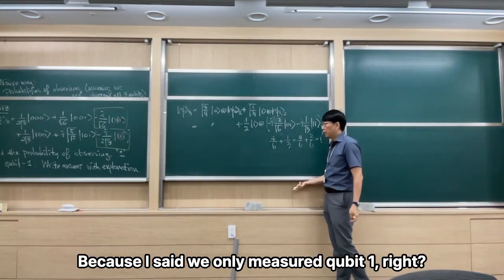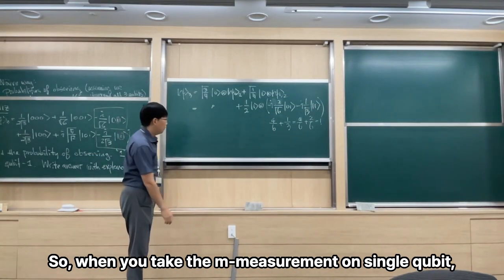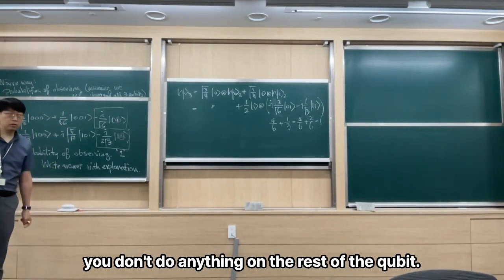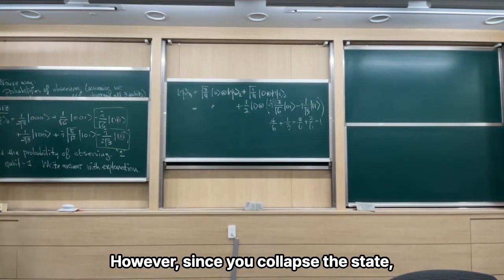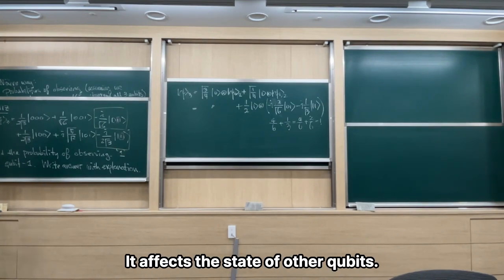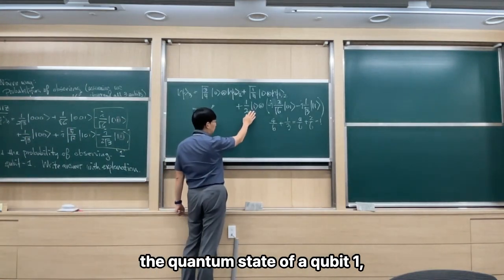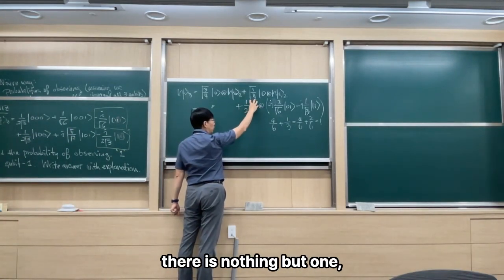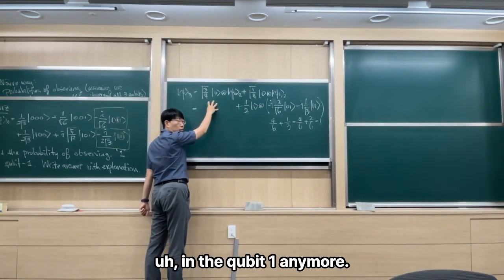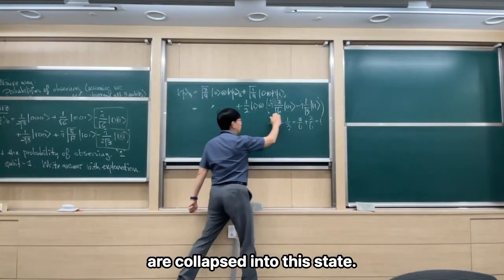Why do we have to do this? Because I said we only measure the qubit 1, right? When you take the measurement on a single qubit, you don't do anything on the rest of the qubits. However, since you collapse the state, the qubit that you're measuring affects the state of other qubits. When you collapse the quantum state of qubit 1, there's nothing but 1. So there's no state 0 in the qubit 1 anymore. So the rest of the qubits, 0 and 2, are collapsed into this state.